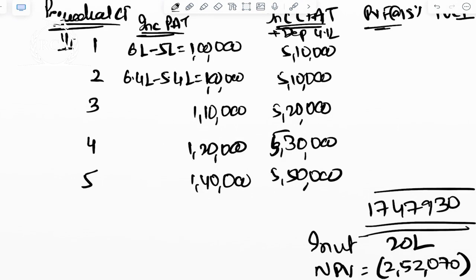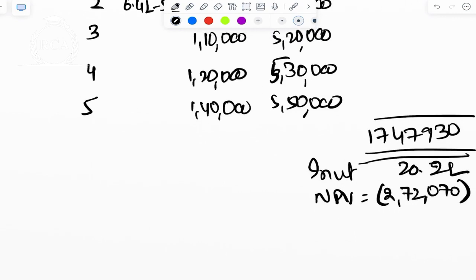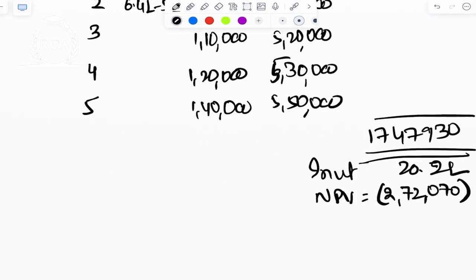Yes, beta, sorry. So NPV is wrong now. 20 lakhs 50,000. So this will become 3 lakhs. 20 lakhs 20,000, beta. So this, guys, will be 2 lakhs 72,070. Your NPV, beta, will be negative 2 lakhs 72,070.